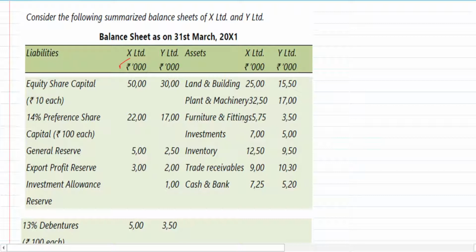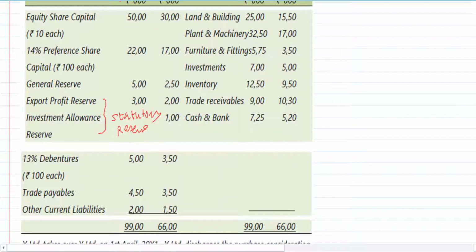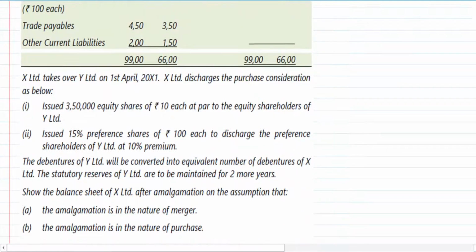Right, these reserves we will consider as statutory reserve. And then on the liability side further, we are having debentures, trade payables, and other current liabilities. Assets, we have land and building, plant and machinery, furniture and fittings, investments, inventory, trade receivables, cash, and bank. So pretty regular asset side is there.